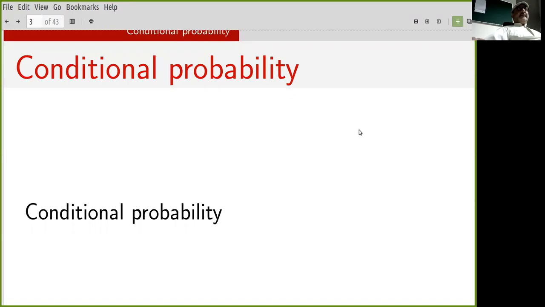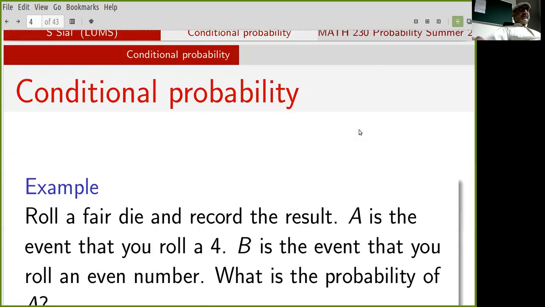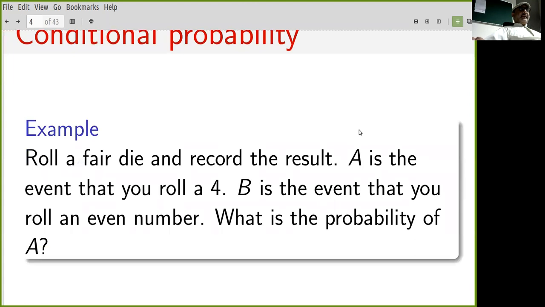In this segment, I'd like to talk about conditional probability. Before we define what conditional probability is, let me start with an example. So you roll a fair six-sided die and you record the result. That's the experiment. A is the event that you roll a 4. B is the event that you roll an even number.